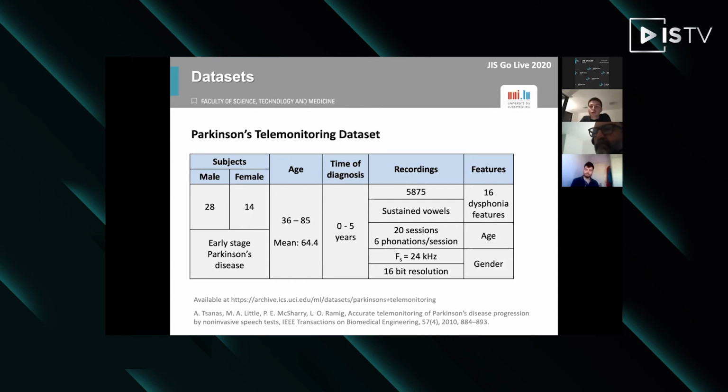And these are recorded over 20 different sessions, where 6 phonations were recorded per one session. And again, speech, unfortunately, is not available here, but there are 16 acoustic features, plus age and gender as additional information included with the speech features.